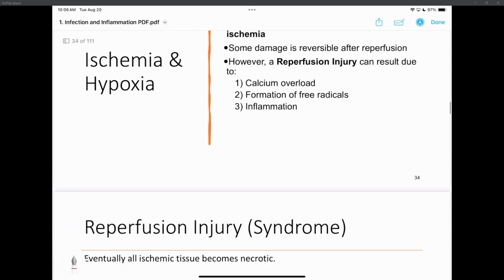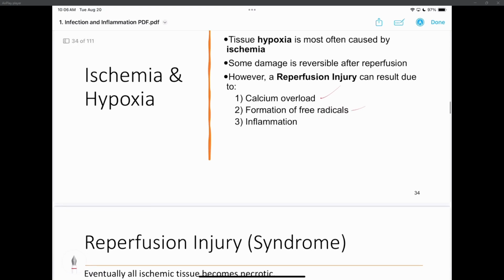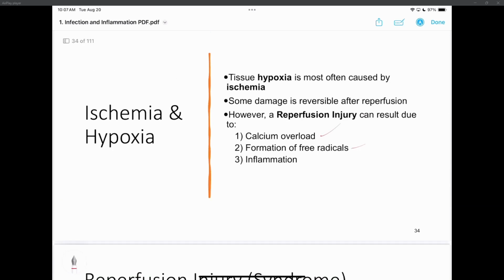One, calcium overload will cause a reperfusion injury. Formation of free radicals caused by the ischemia and the hypoxia. All those free radicals are going to get back into the bloodstream once you reperfuse, and they can cause problems just by being free radicals. And you can also get some inflammation as well. So when I talk about reperfusion injury, calcium overload, free radicals, and inflammation is what causes reperfusion injury if they get it.